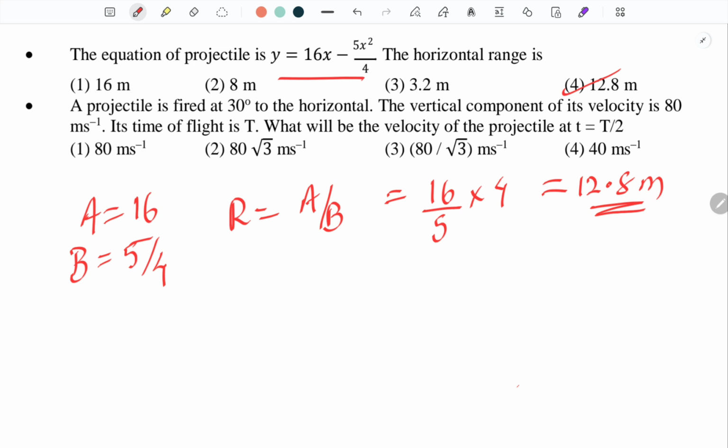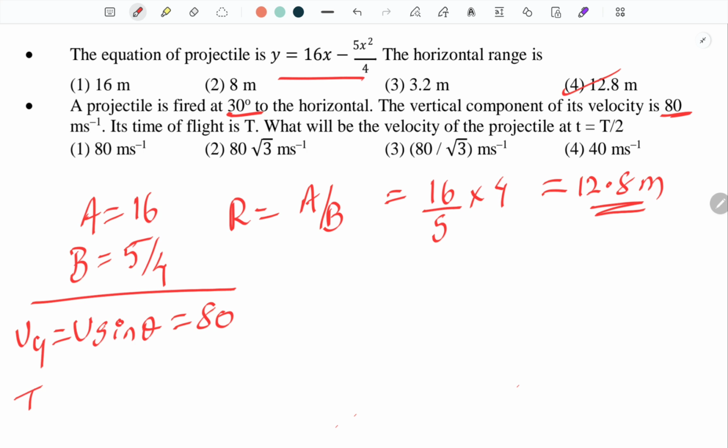Okay, next question. A projectile is fired at 30 degree to the horizontal. The vertical component of its velocity is 80 meters per second. Vertical component means u sin theta, uy is equal to u sin theta is equal to 80 as given. If its time of flight is capital T, what will be the velocity of the projectile at time T/2?